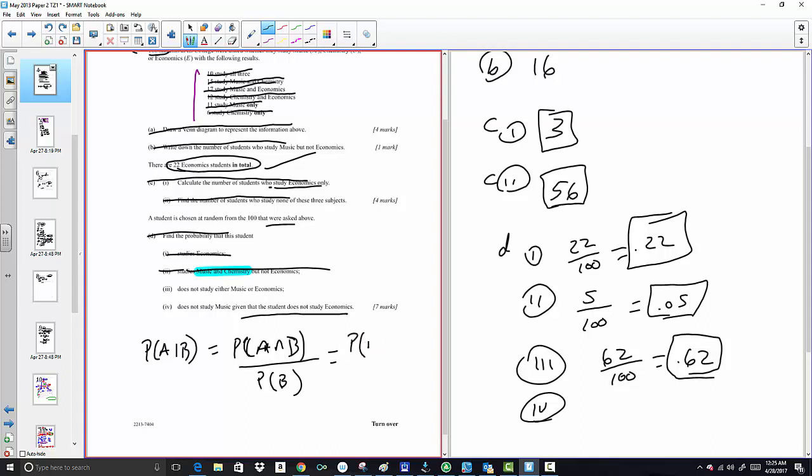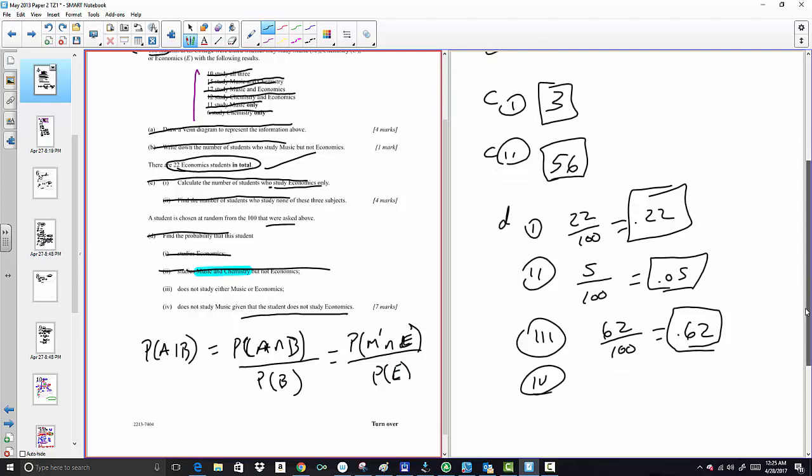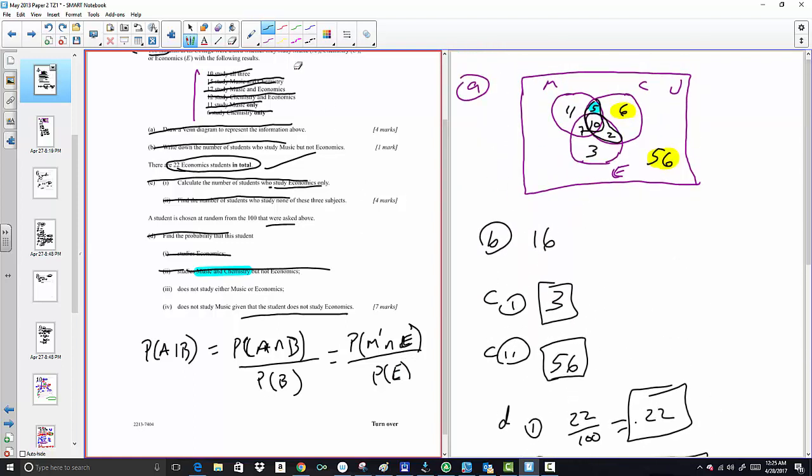So no music, which is the complement of music, and economics over the probability of getting somebody in economics. An easier way of looking at it than trying to do this formula is basically we're just focusing on the given, and the given is that this person studies economics. So if it's a given, does not study economics, so we have to be really careful with that. Does not study economics, so this is a complement here, E complement. So N complement and E complement right here. So if they do not study economics, that's the only population we're concerned with.